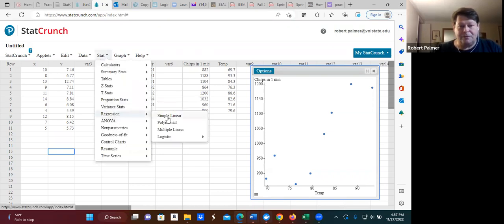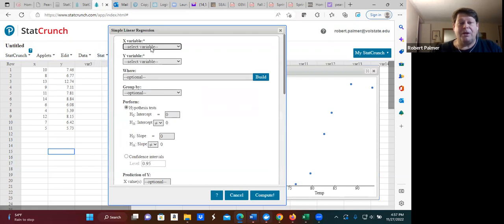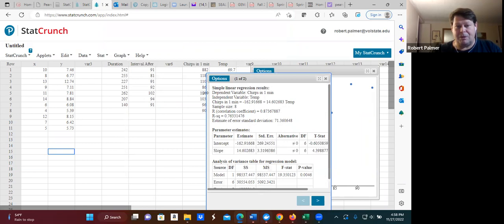Regression, simple linear. And once again, remember, I chose temperature to be my X in this case, and chirps in 1 minute to be Y. Everything is already set up correctly. So I want the slope, and it's already set up the right way. Hit compute. And once again, let me copy this, and we'll do our hypothesis test.